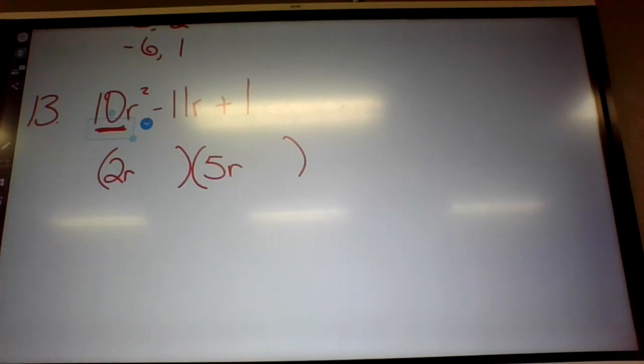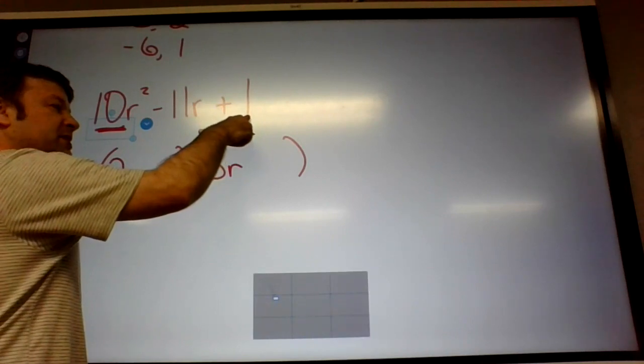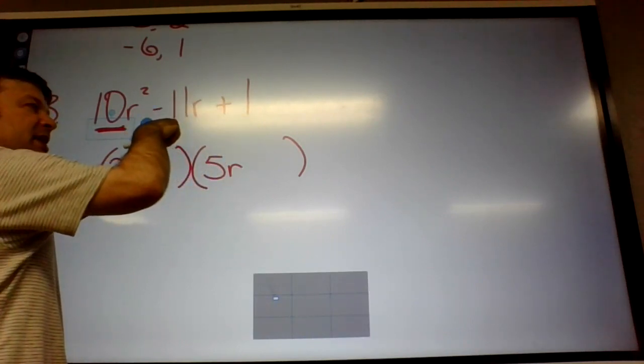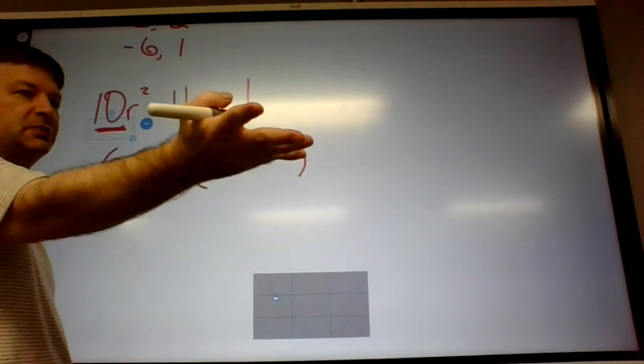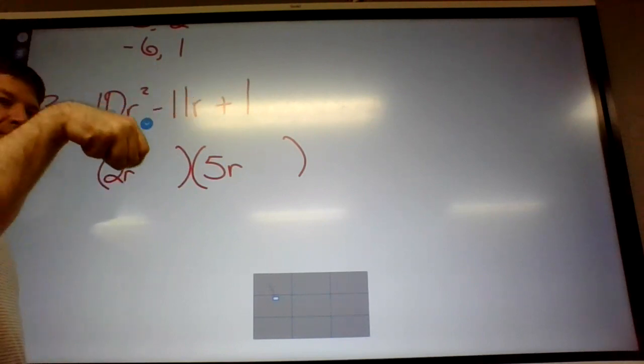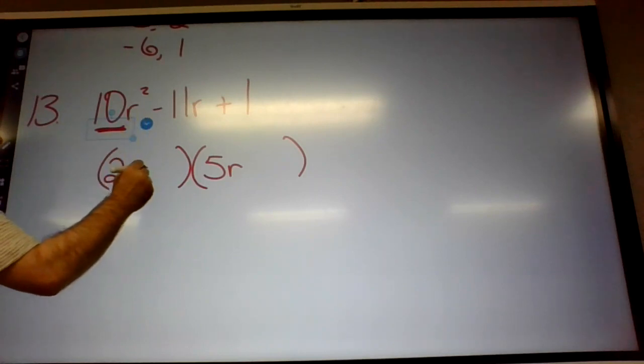Now, possibly, what else could it be? Could be 1 and 10. I would try the numbers more in the middle first, like 2 and 5, but occasionally it was 1 and 10. In this case, it looks like it will be. But let's keep going like we don't know it yet. So, for the back, what multiplies into 1? You're not saying that adds up to negative 11. You're just saying on this version, what multiplies into 1? What times what equals 1? 1 times 1.